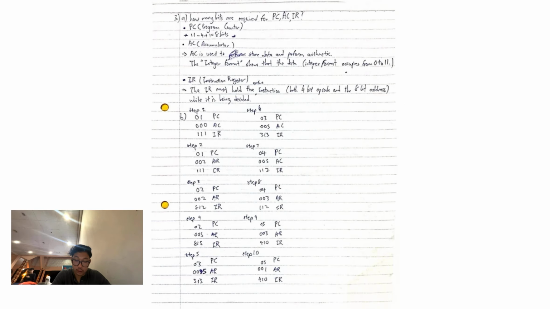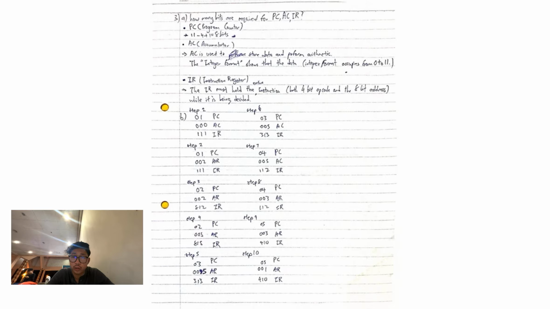So for the last question, 3A, how many bits are required for PC, AC, and IR, the program counter, the accumulator, and the instruction register? PC is 11 minus 4 plus 1, which gives us 8 bits. AC is used to store data and perform arithmetic. The integer format shows that the data occupies from 0 to 11. The IR must hold the entire instruction, both the 4-bit opcode and the 8-bit address, while it is being decoded.